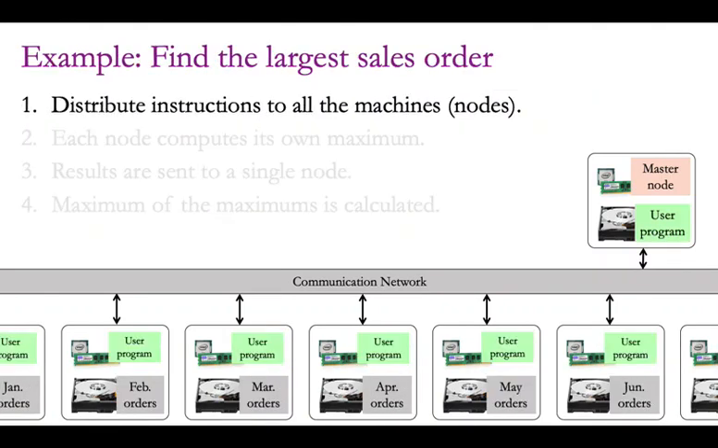So say you have a problem like you want to find the largest sales order in some huge database. The database is so huge that it's distributed across all these computers, and each computer stores a different month of data, just to simplify things. February orders are here, March, April, May, June, and so on. And you want to find the largest order among all of them. Then it's pretty easy to see how you can distribute the work, right? Because the maximum of the overall system is going to be the maximum of all the maximums.